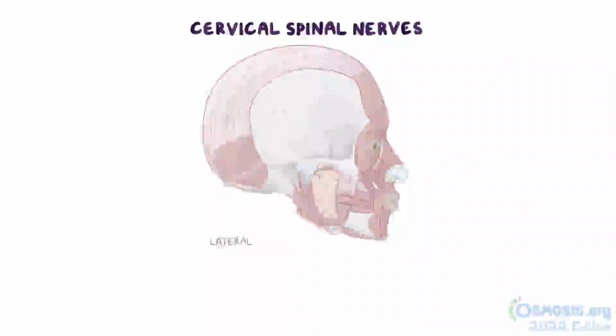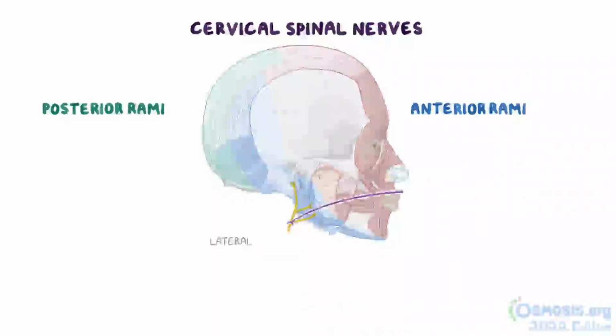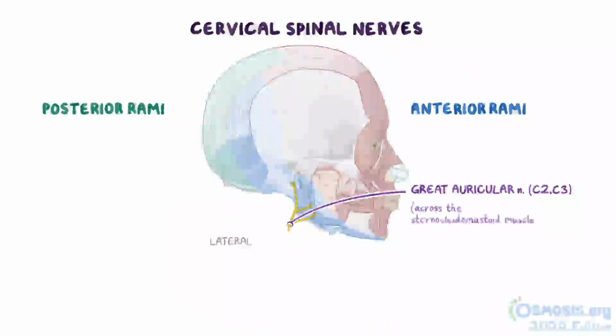Cervical spinal nerves also provide a small part of the sensory innervation to the face through the anterior and posterior rami of the C2 and C3 cervical spinal nerves. The great auricular nerve arises from the anterior rami of C2 and C3 spinal nerves and travels towards the face across the sternocleidomastoid muscle. It provides sensory innervation to the skin of the angle of the mandible and the inferior part of the ear.